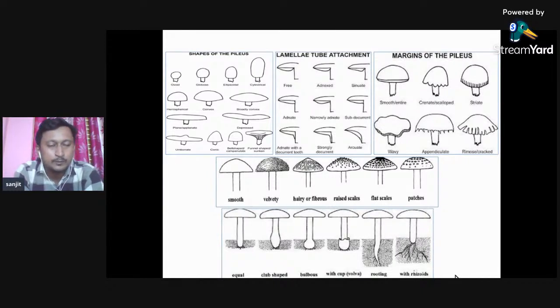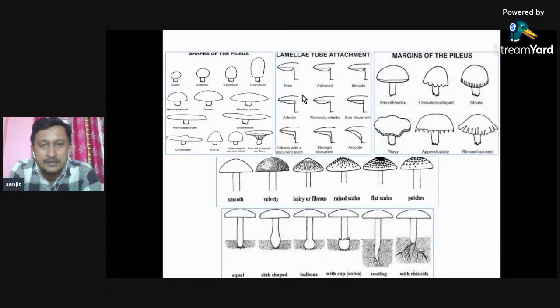Like the shape of the pileus, different types of shape were documented. Like ovoid, globose means circular, ellipsoidal, cylindrical means cylinder shape, hemispherical, convex, broadly convex, alternate, depressed means the central part is slightly depressed, umbonate means slightly spiky, conic means slightly conical shape. And funnel shape or sunken means a funnel-like structure. Some mushrooms grow like a funnel-like structure.